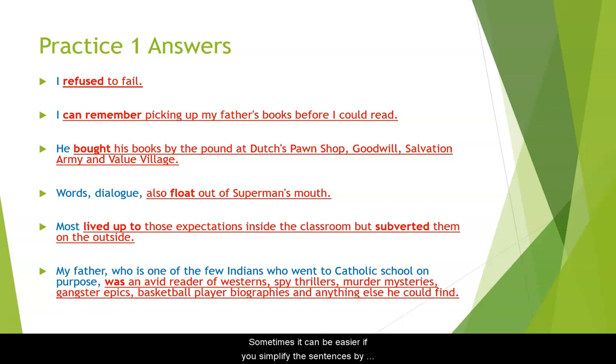Sometimes it can be easier if you simplify the sentences by cutting out the extra detail and focusing on what is doing the action and what is the action. For example, in "I can remember picking up my father's books before I could read," you could simplify it to "I can remember." The rest of the sentence is just explaining what you can remember. In "Most lived up to those expectations inside the classroom but subverted them on the outside," "most" is kind of standing in for "most people," and there are actually two verbs, lived up to and subverted. This is called a compound predicate because you have multiple actions connected by a coordinating conjunction, but.